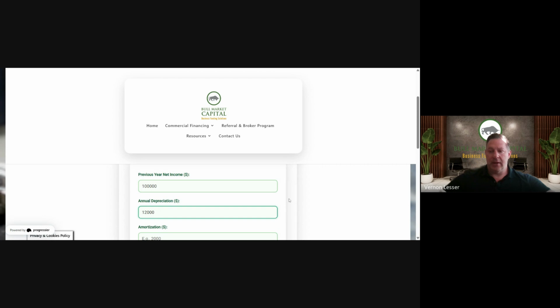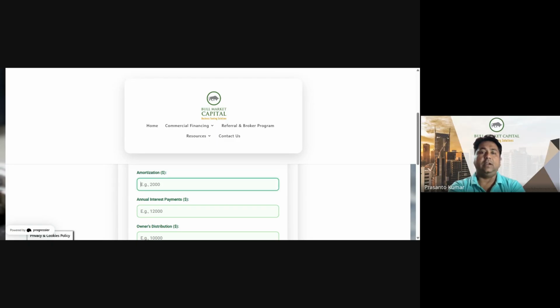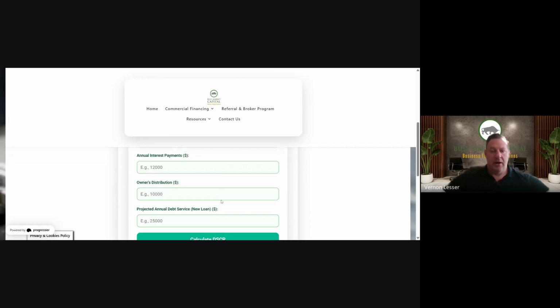Great. Now the next line is amortization, and amortization is a depreciation of intangible assets like intellectual property, such as a patent. And that's once again shown in your tax returns. So Prasanto, give me a number for amortization. All right, $7,500. $7,500. Okay. All right, great.